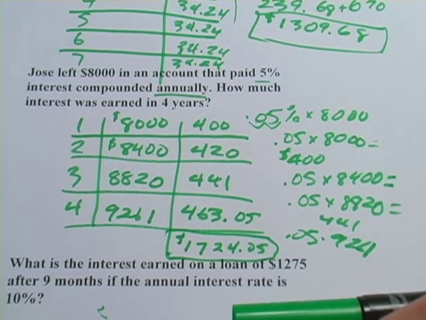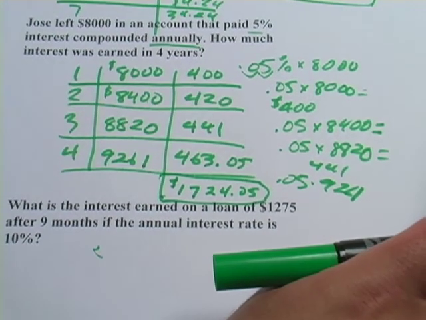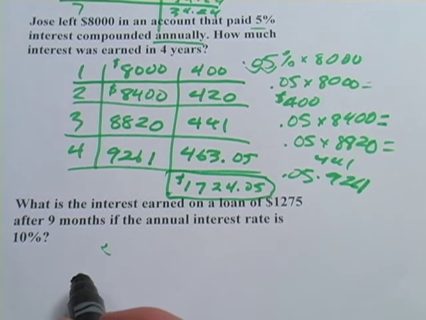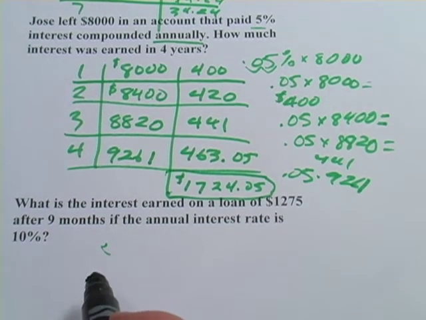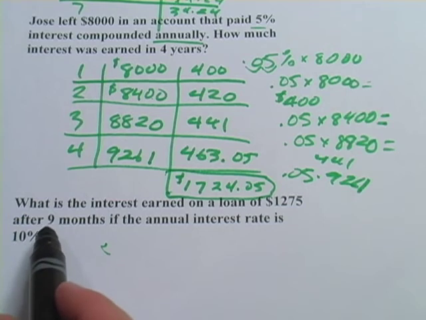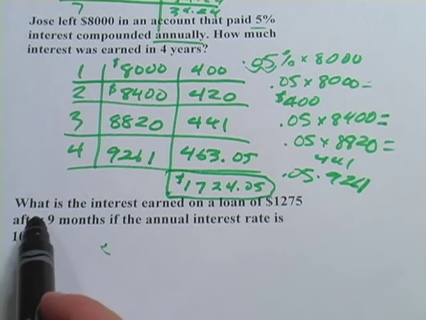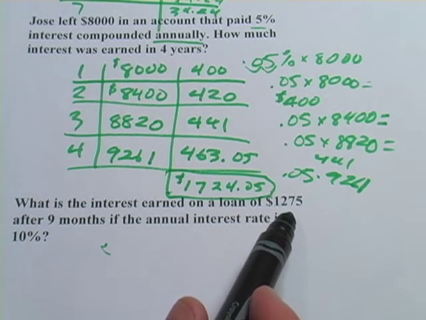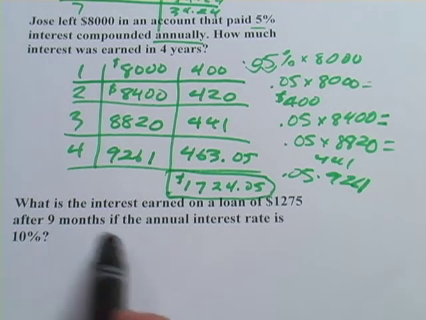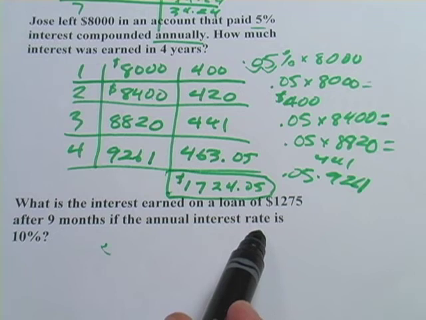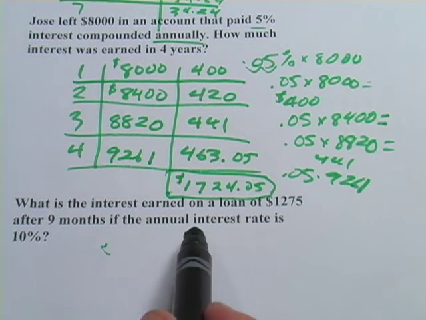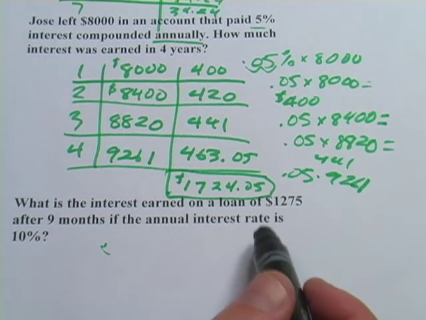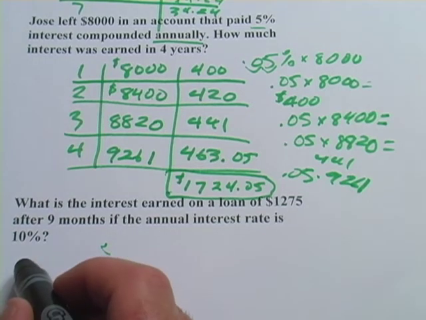We're going to look at one more here, and this one's a little bit tricky. In this one, it doesn't actually matter if it's simple interest or compound interest annually because we don't even go for a full year. This question says, what is the interest earned on a loan of $1,275 after 9 months if the annual interest rate is 10%? So I guess the idea here is you borrow $1,275, you have an interest rate of 10% that you have to pay.